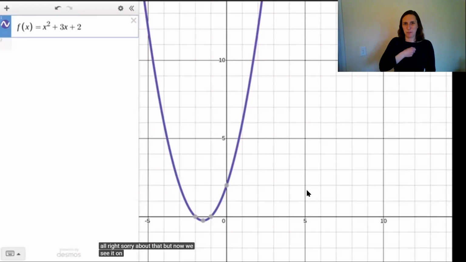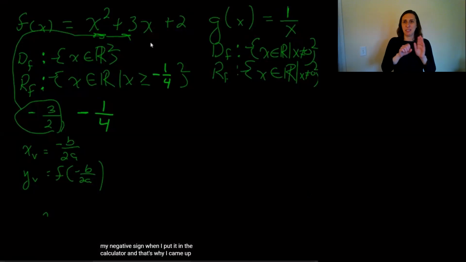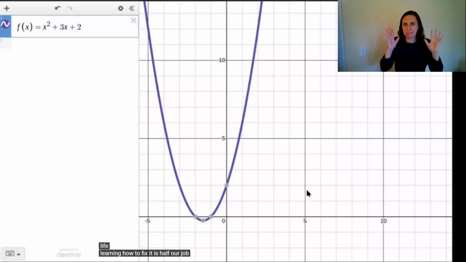But now we see it on the graph. I'll come back over here. Let me show you what I had to do here on the blackboard. I forgot my negative sign, and I put it in the calculator, and that's why it came up higher. So I went back in and I put in the -3/2 properly, and that tells me that the minimum is -1 1/4. Now, I'm using a calculator and I mistype. Such is life. Learning how to fix it is half our job.